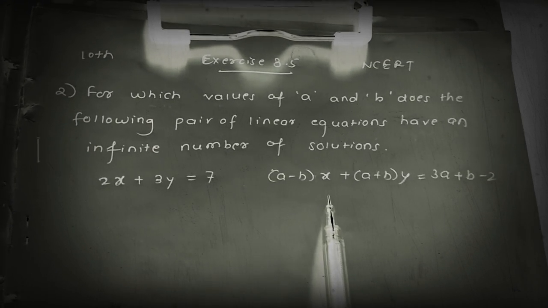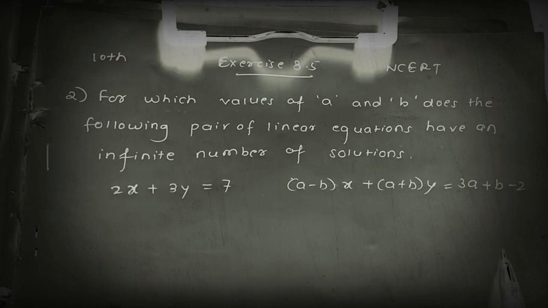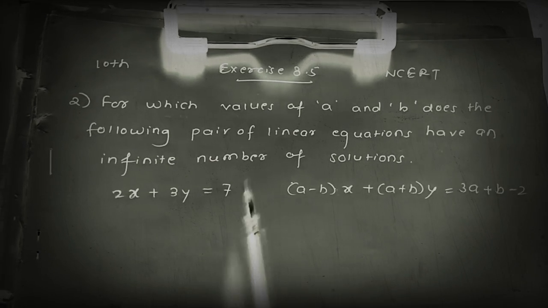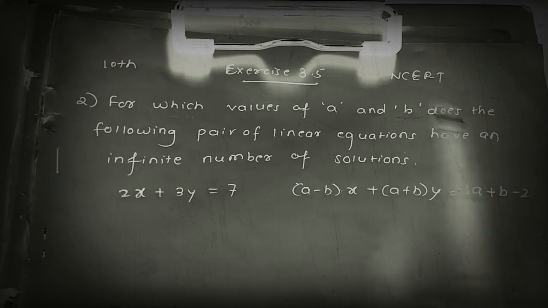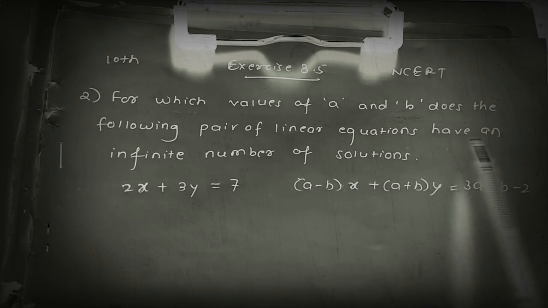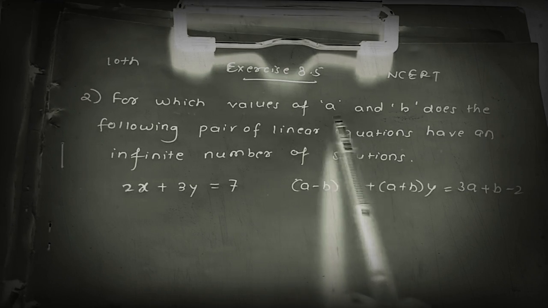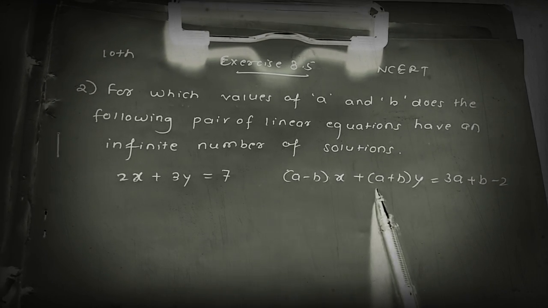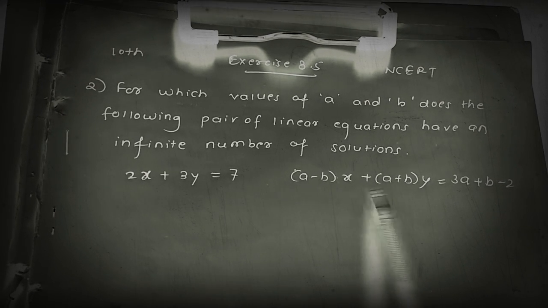Hello students, in this video I am going to explain from 10th standard NCERT exercise 3.5, question number 2. The question is: for which values of a and b does the following pair of linear equations have an infinite number of solutions? Here they have given a and b, and our main variables are x and y.